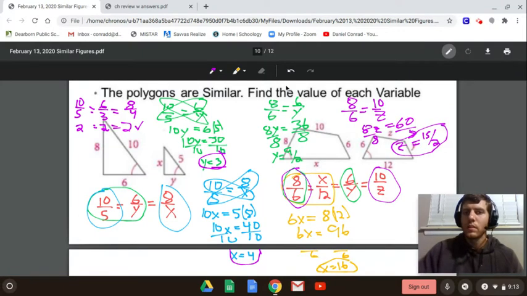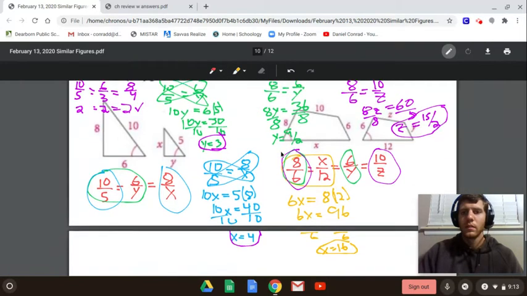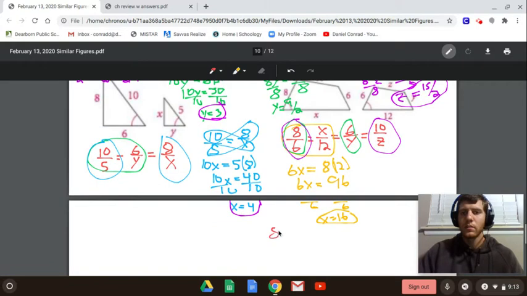If we want to check our answers now, we can put the ratios in and make sure that all those ratios are equal. So we have 8 over 6, which is going to be 4/3. Okay, the next one, x over 12, so x was 16, so that's 16 over 12. That's good, that's going to be 4 over 3.